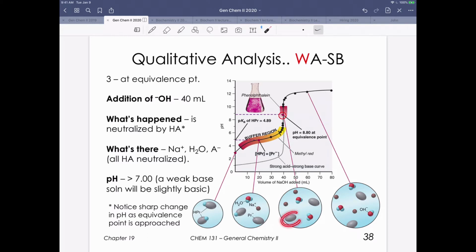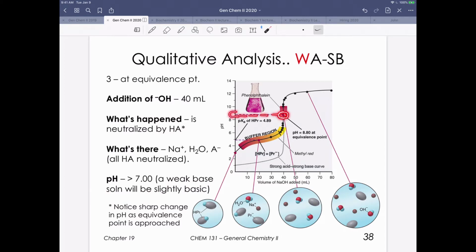All of our weak acid has been stripped of its protons, so the only thing that's left is the conjugate base. And all of the hydroxide has taken those protons from that weak acid and converted them into water. So what's unique about this situation is that because it contains the conjugate base of a weak acid, the pH will be greater than 7. So again, a weak base solution will be slightly basic. And we can see this at our equivalence point here.